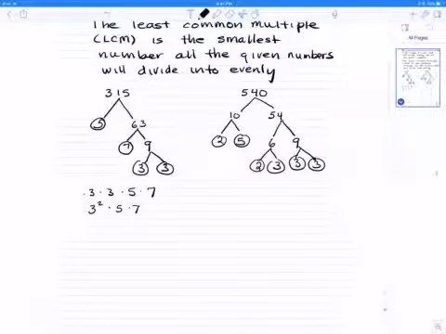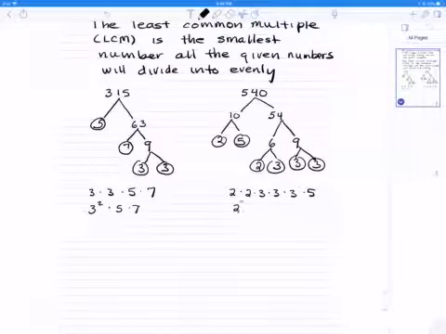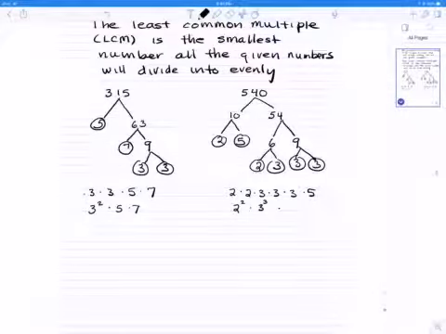Okay, so the prime factorization is, and I'll do it in ascending order, 2 times 2 times 3 times 3 times 3 times 5. In using exponents for the repeated multiplication, I'll have 2 to the second power. 3 is repeated 3 times, so 3 to the third power times 5.